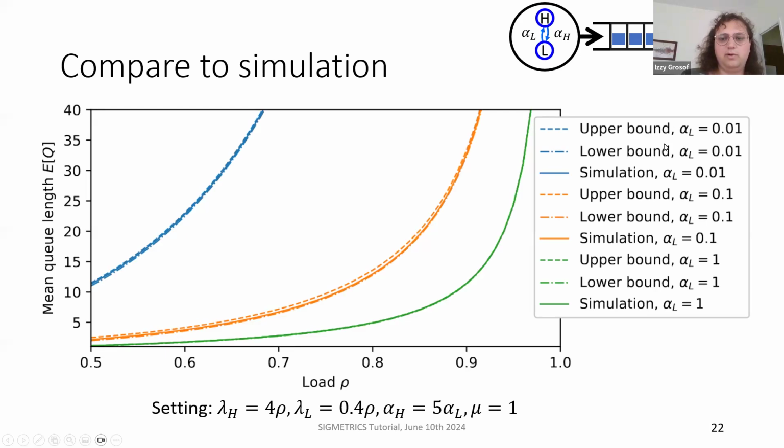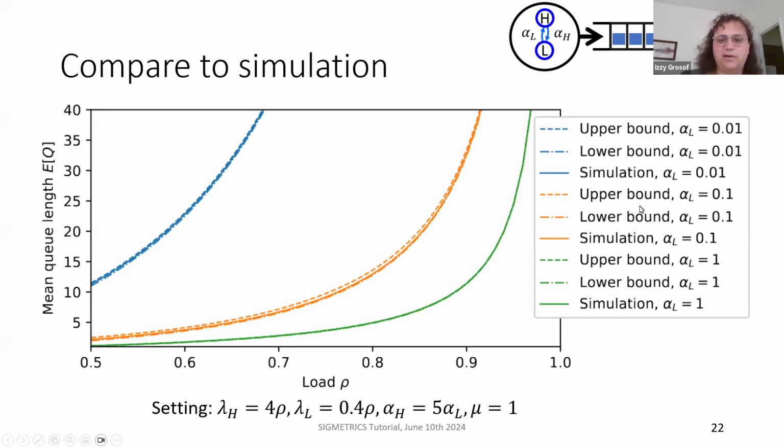This first setting, the blue one, is very slow switching. So we spend a lot of time in overload and then a lot of time with low intensity, and back and forth. And so our mean Q length, as you can see, is going up, and it's very well predicted by our bounds on how it's going to evolve.